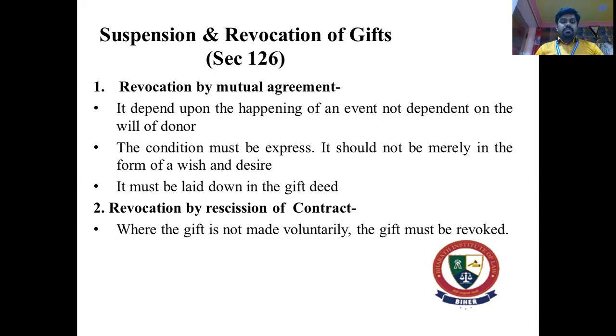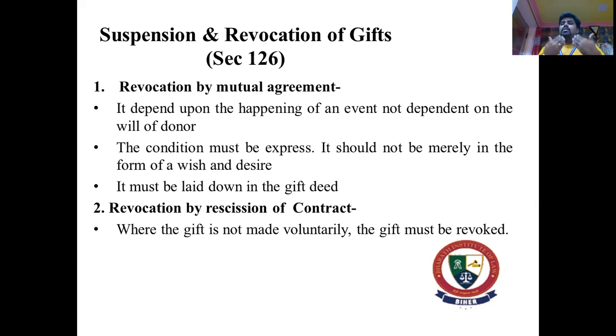So according to section 126, a gift is revoked also on any of the grounds on which a contract might be rescinded. As if it has been a contract, we have to apply section 19 of the Indian Contract Act, which provides that where consent to an agreement is caused by coercion, undue influence, fraud, or misrepresentation, the agreement is a contract voidable at the option of the party whose consent was so obtained. So here it is the donor. So it is voidable at the option of the donor.